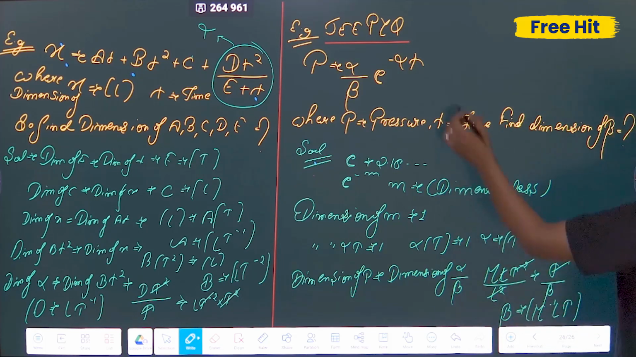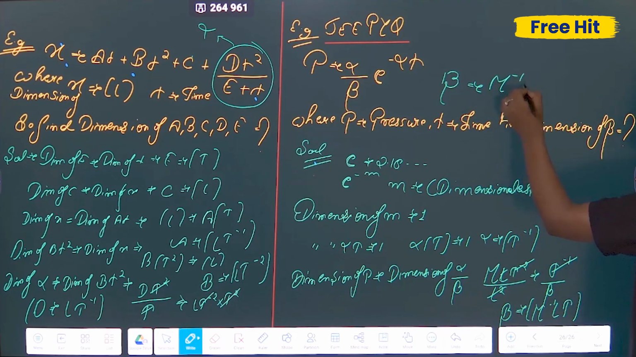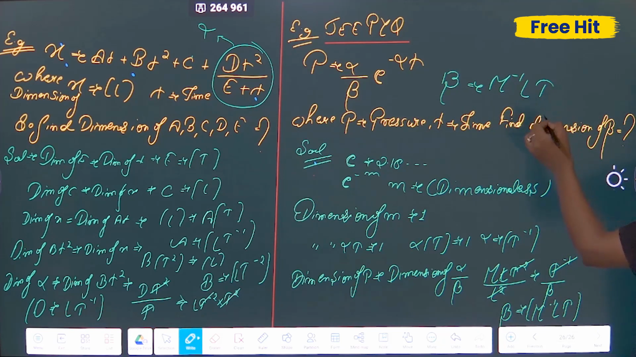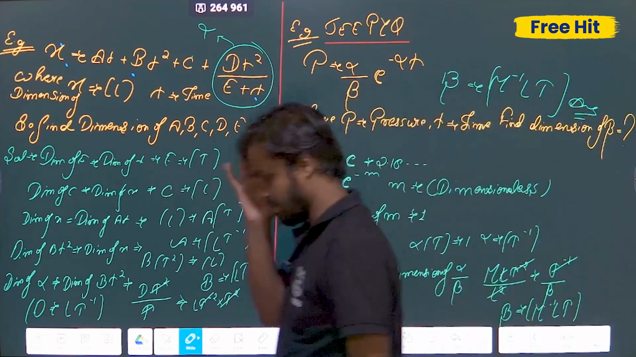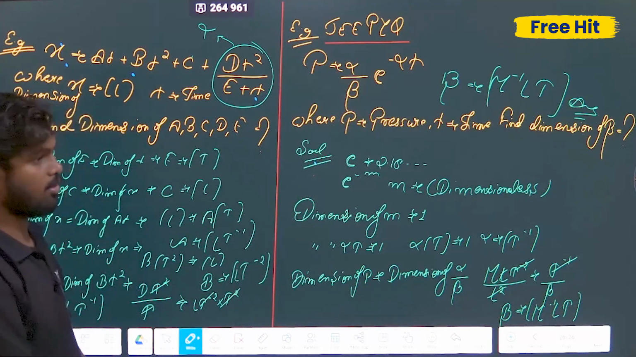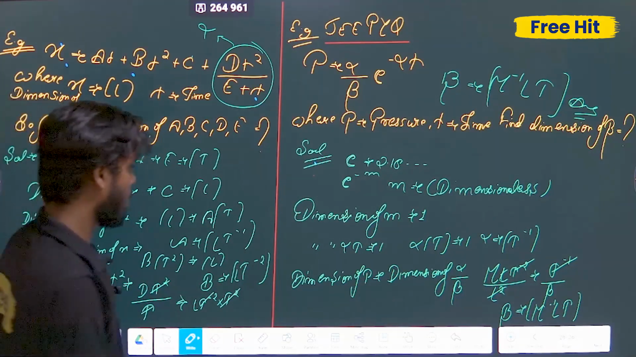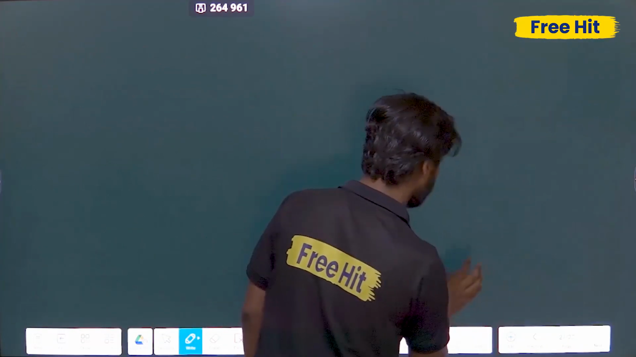That is the answer for this. So what is the dimension of beta here? It is M minus 1 L T. Clear? This is the answer. Any doubt? So this is how you have to solve the questions of dimensional analysis. Clear? Let's do one more concept and then we wind up.